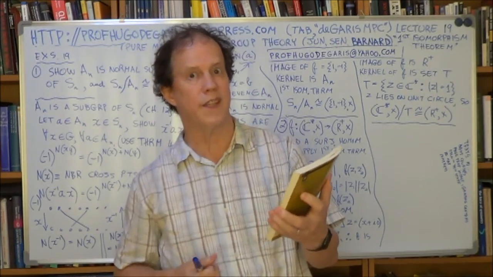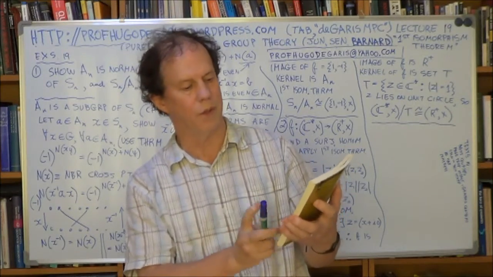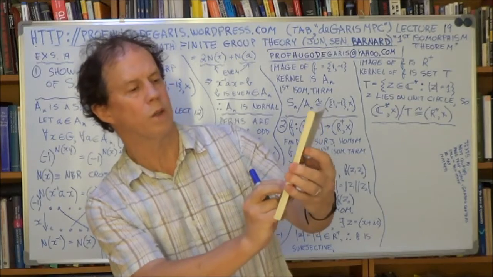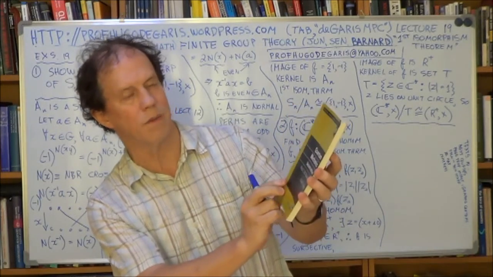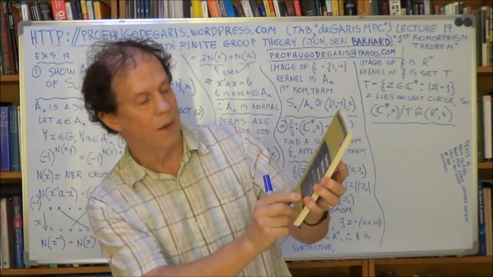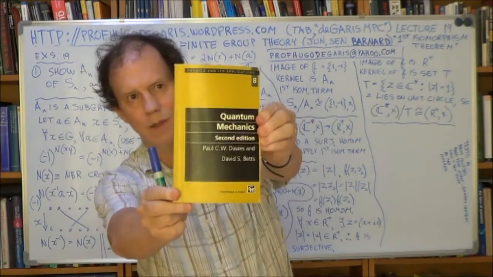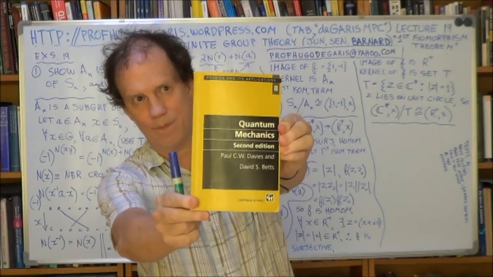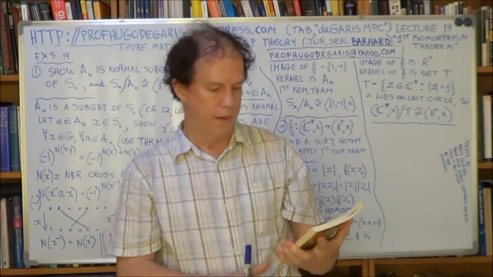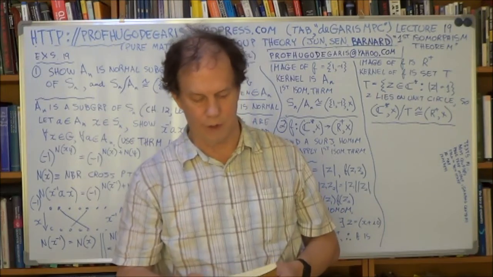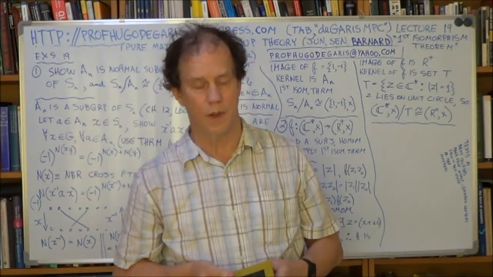It's definitely senior level, as the author, well, there are two authors. So here's the book. It's simply called Quantum Mechanics. It's the second edition, which is a good sign. And there are two authors, Davies and Betts. Okay, and it's available on eMule, so you can get it for free if you want.